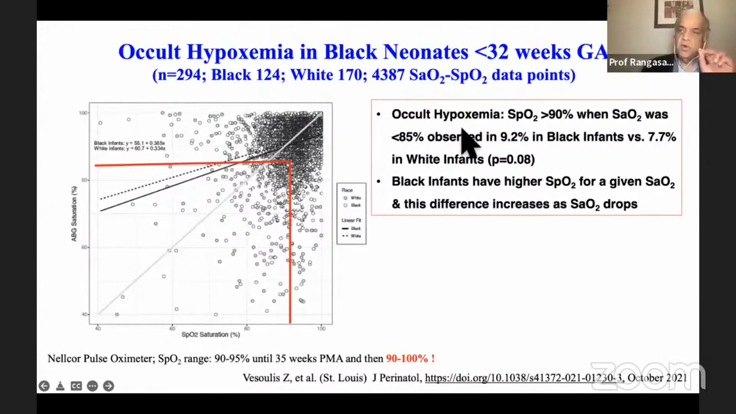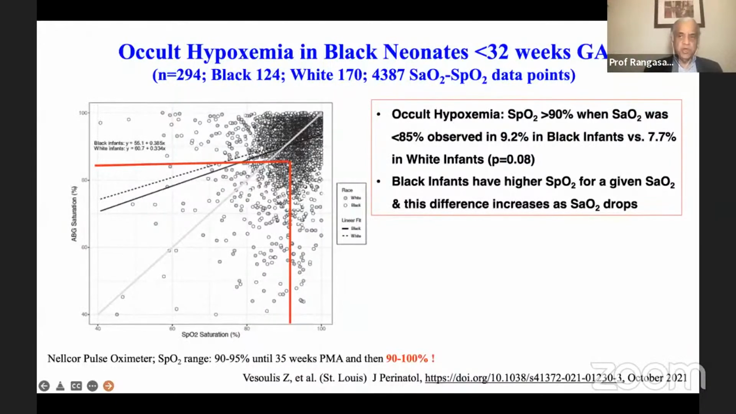That is, when the SpO2 is more than 90, arterial blood saturation was less than 85 in nearly 9.2% of the time in Black babies compared to 7.7%. So Black infants have a higher SpO2 reading for a given arterial oxygen saturation, and this difference increases as saturation drops to 88 or 87. So if you accept an 85 saturation, for example, in a Black baby, that baby is actually much more hypoxic because of the pigmentation effect on pulse oximetry performance.